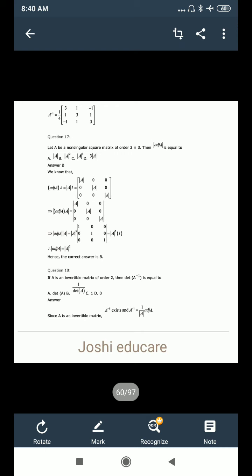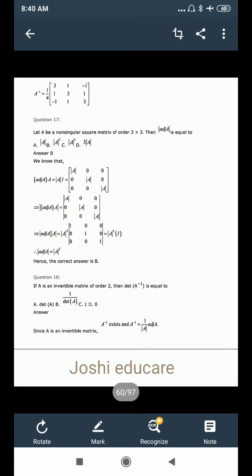Clear? Now come to question number 17. Let A be a non-singular matrix of 3 into 3 order. Then the determinant of adjoint of A, as I have already explained, is equal to determinant of A raised to some power. You can directly use the formula which I am giving you. Need not solve in this way.